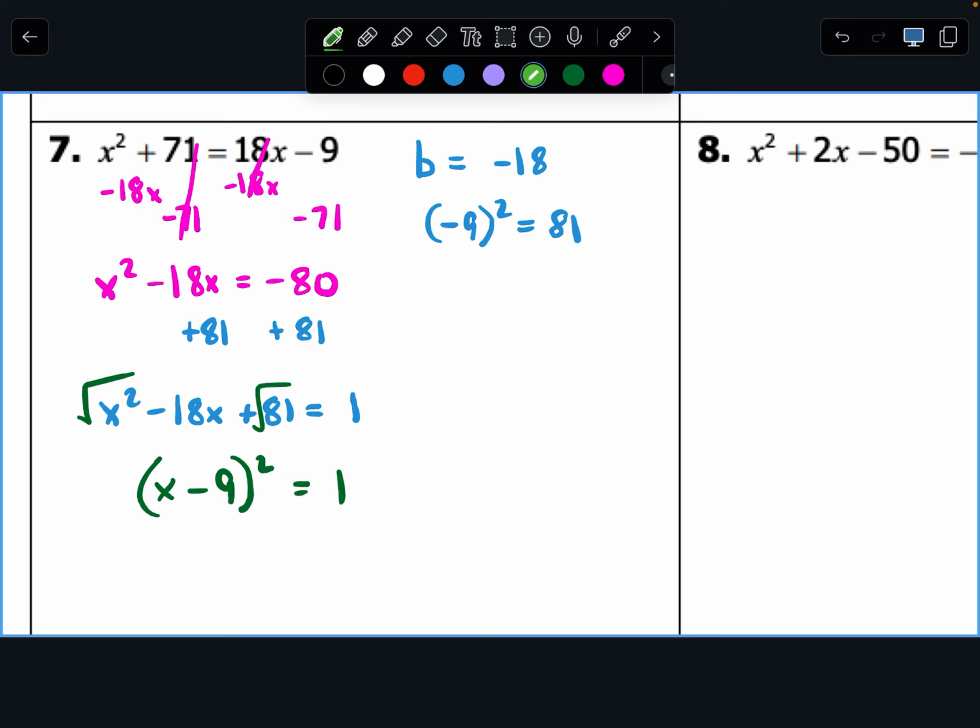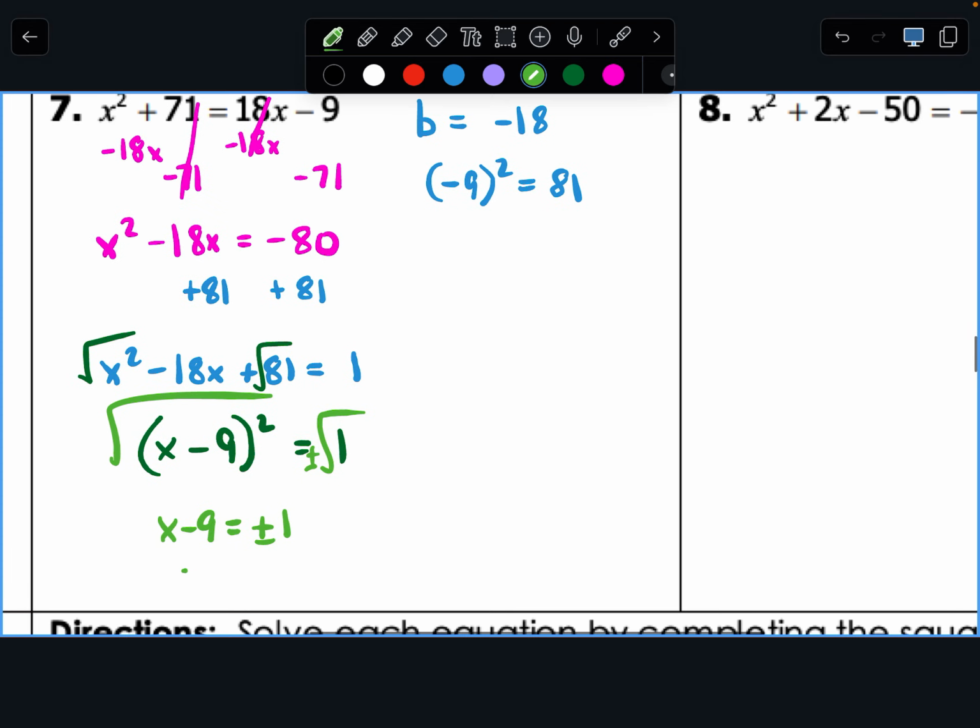Last step, square root both sides. Don't forget your plus or minus. x minus 9 equals plus or minus 1. And add 9 to both sides to solve for x. So I have x equals 9 plus or minus 1. Do not leave your answer like this. I do want you to write out both possible solutions, because we can add 9 plus 1 gives us 10 and subtract 9 minus 1 gives us 8.